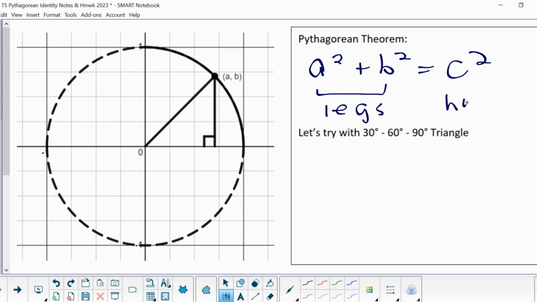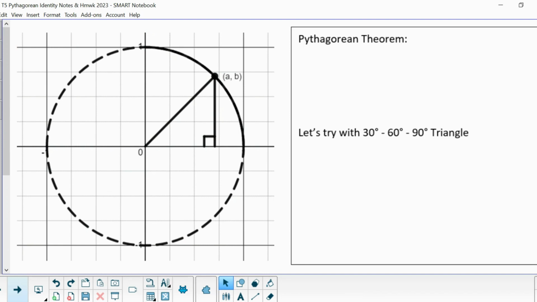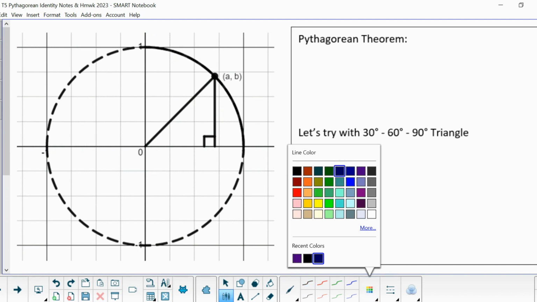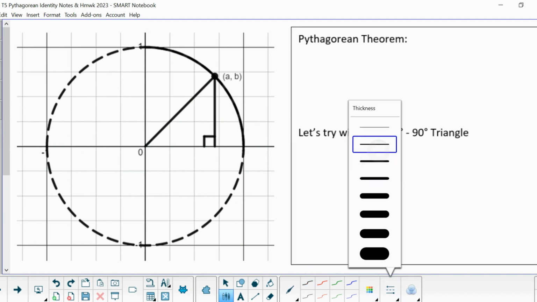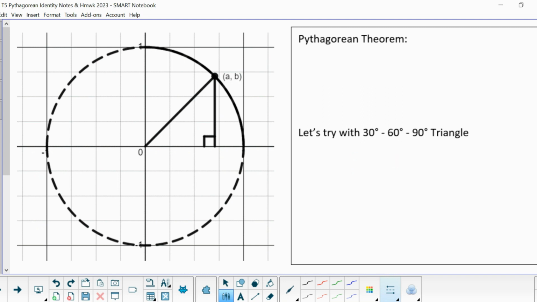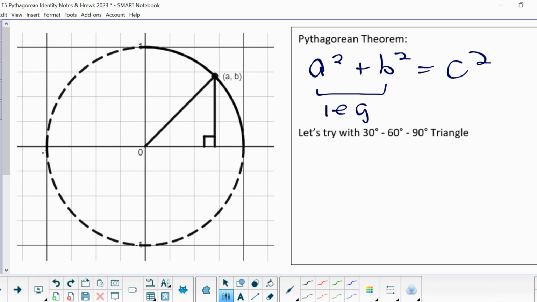So let's get started. Let's first review what the Pythagorean theorem is. I'm sure you all remember because it's taught to you in a couple different levels of math and also kind of a big deal when you're taught it there. The Pythagorean theorem is a squared plus b squared equals c squared, where a and b are the legs of a right triangle and c is the hypotenuse.